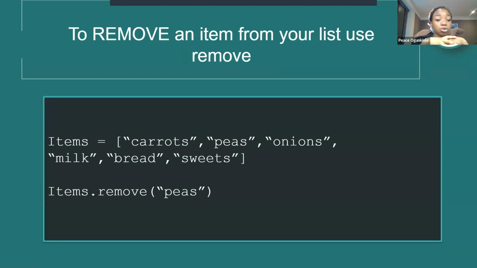Not just adding, but you can also remove items from the list. If we remove peas from the list, then what we have left is carrots, onions, milk, bread, and sweets. Next slide.